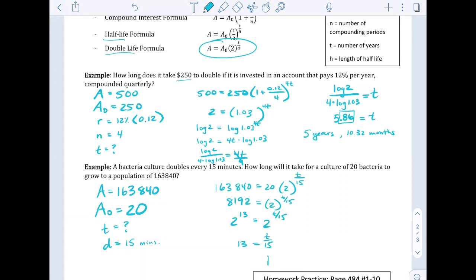Now, in order to get T by itself, I can multiply both sides by 15 because T is being divided by 15. 13 times 15, 195 minutes. And that's how long it takes for that bacteria, which doubles every 15 minutes, to start at 20 and end up at 163,840.